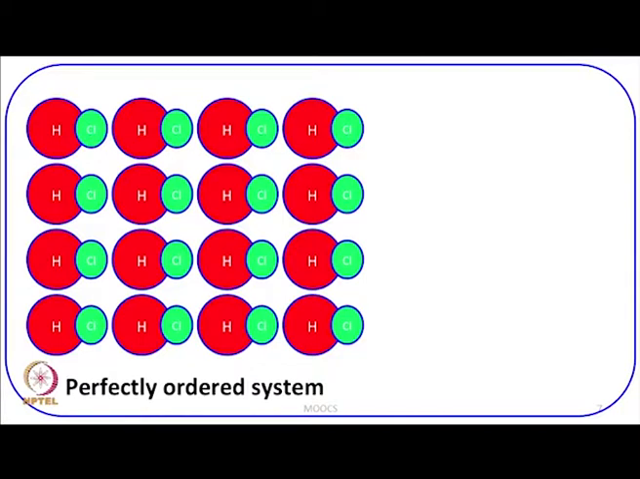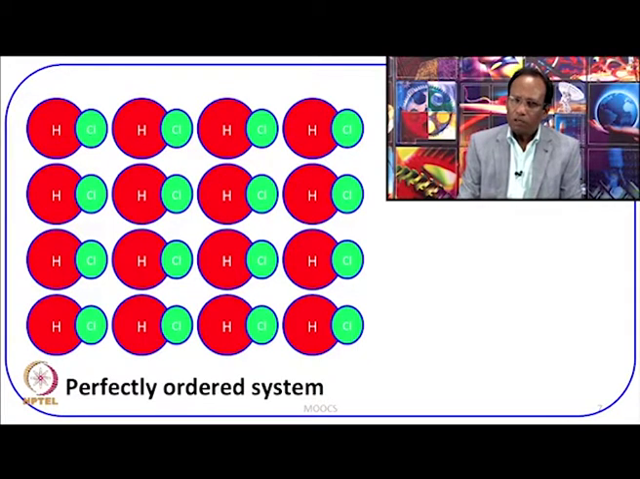Since I discussed entropy in terms of order or disorder, let us take a look at this example of HCl at 0 Kelvin. Thermal motion is quenched and all HCl molecules are arranged in this form, HCl, HCl, HCl, and it's a perfectly ordered system. If a system is perfectly ordered, we take it as a reference system and assign a value of entropy equal to 0.